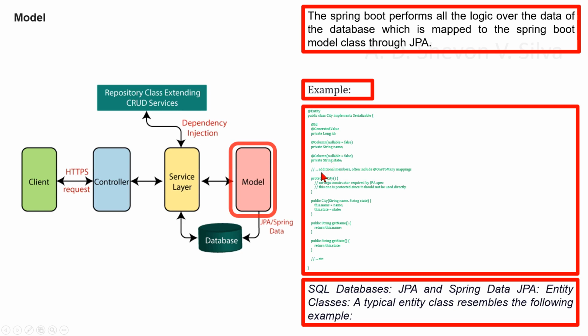Additional members often include @OneToMany mappings. A no-args constructor is required by the JPA spec. This one is protected since it should not be used directly.